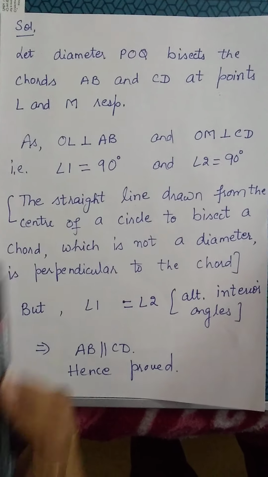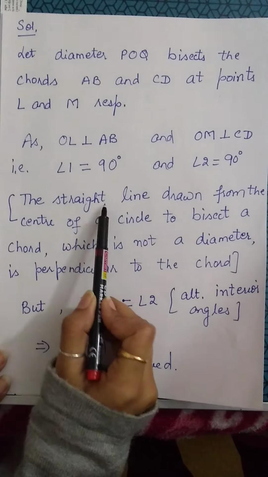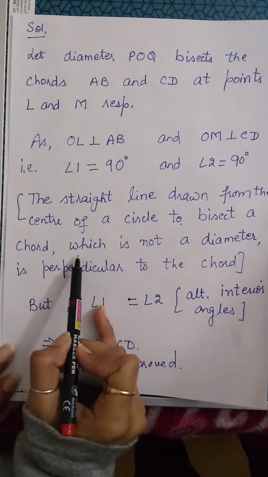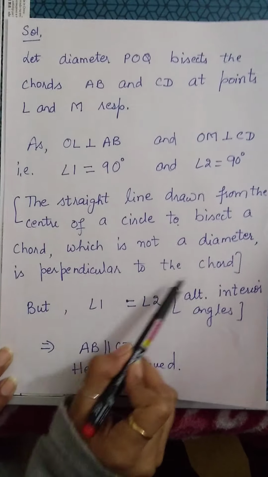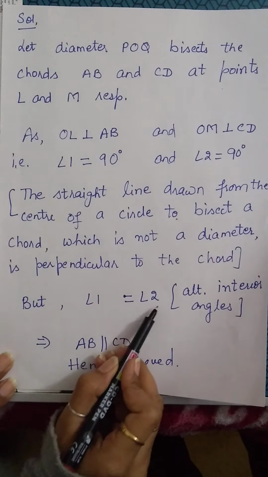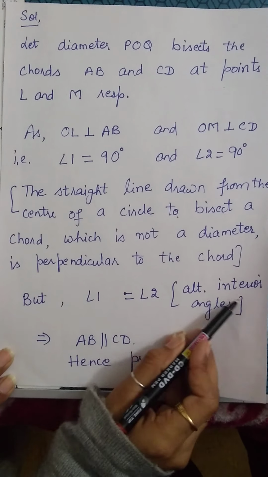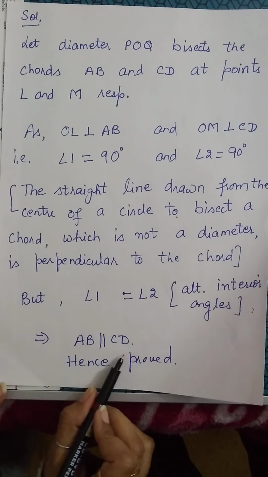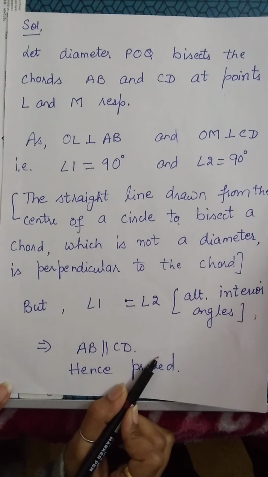So how do we know that these angles are 90 degree? The straight line which is drawn from the center of a circle to bisect the chord which is not a diameter is perpendicular to the chord. So from here we get both the angles are equal. As these angles are forming alternate interior angles, this implies AB is parallel to CD.